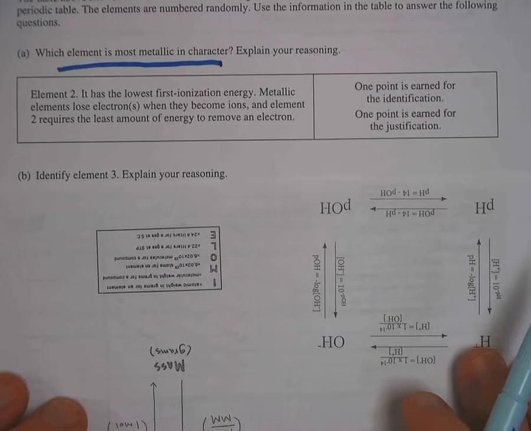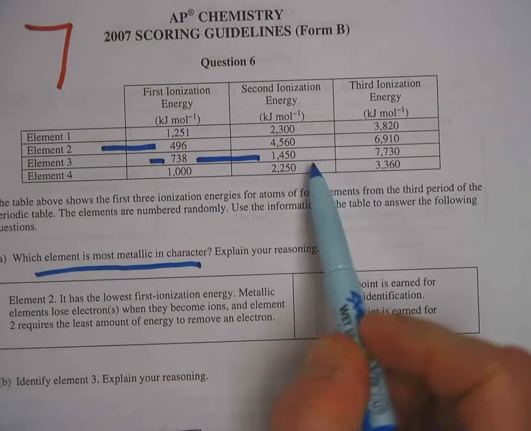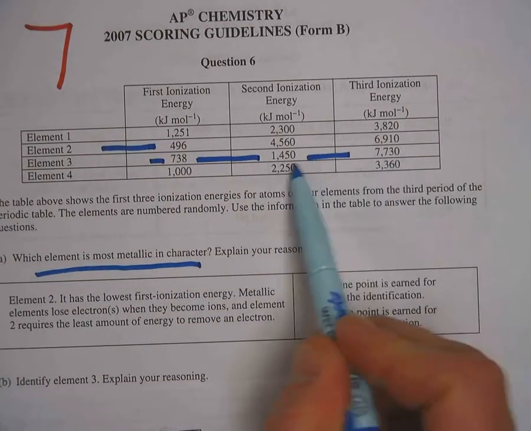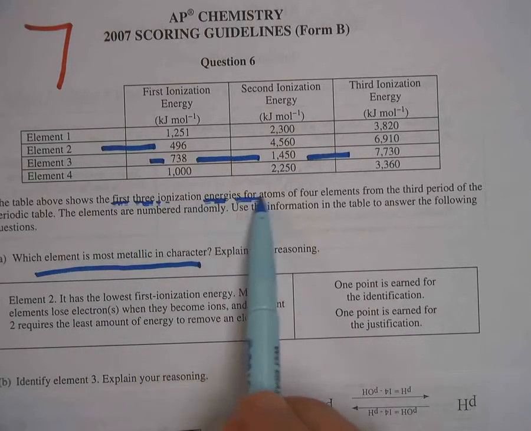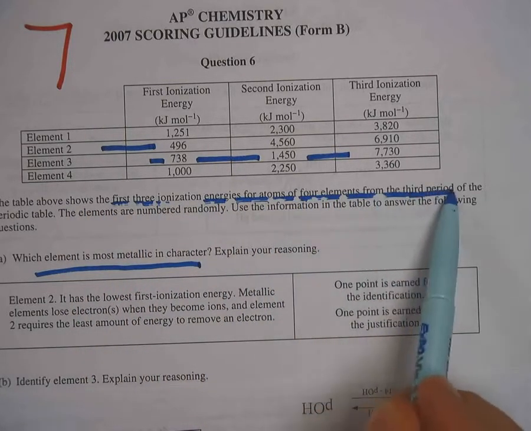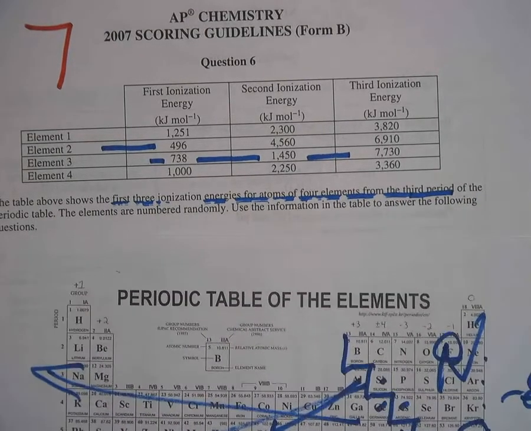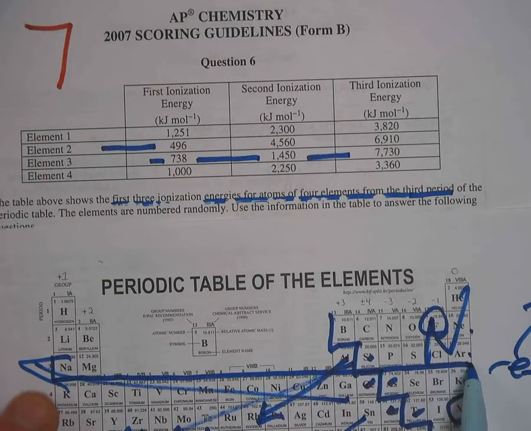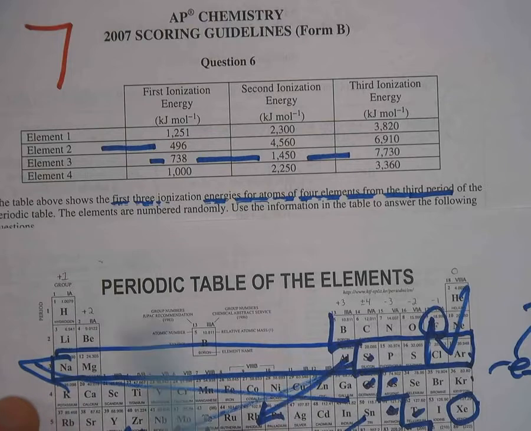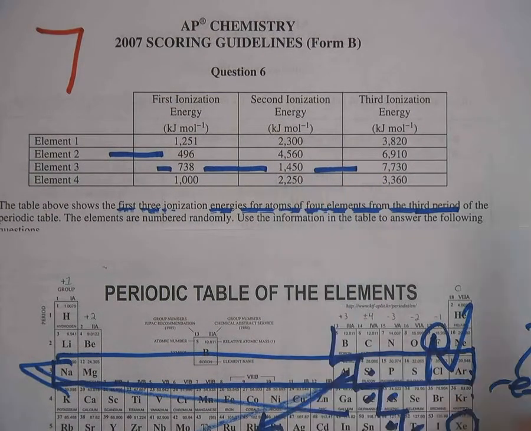Identify element 3. Explain your reasoning. Look at element 3. It goes from 738 to 1450 to 7,000. Oh my gosh, it takes a quantum leap. It also tells you up here that it shows the first 3 ionization energies for atoms of 4 elements from the 3rd period of the periodic table. Now you've got to be a good looker on the periodic table, and you've got to say from 4 elements from the 3rd period. That's sodium, magnesium, aluminum, silicon, phosphorus, sulfur, chlorine, and argon. And you can see from element 3 here that it takes a quantum leap after it loses 2 electrons.